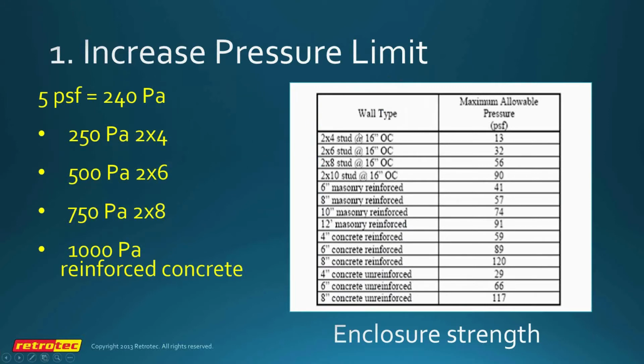This is the only study that I've been able to find on enclosure strength, and it's in the public domain, so we're using it. The table's in pounds per square foot, and the figures that I use for a standard 2x4 wall is 250 pascals, 2x6 wall 500 pascals, a 2x8 wall 750 pascals, and 1,000 pascals for reinforced concrete or concrete block walls that have reinforcing in them.